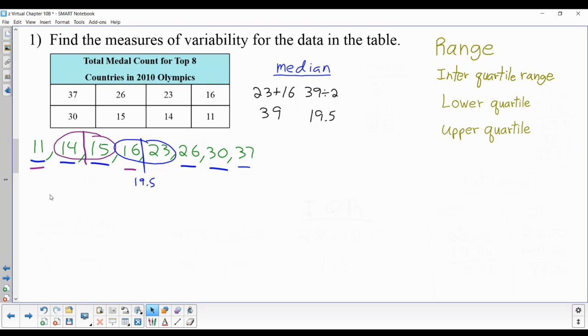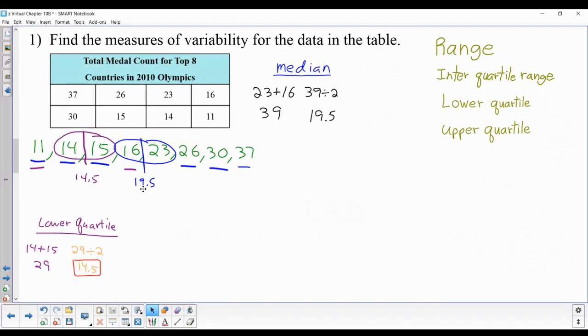That lower median is called the lower quartile. And you find it the same way you find all medians. If there's one number in the middle, that is the lower quartile. If there are 2 numbers in the middle, like we have, we add them up. 14 plus 15 is 29, and we divide by 2. Our lower quartile is 14.5, or 14 and 5/10.